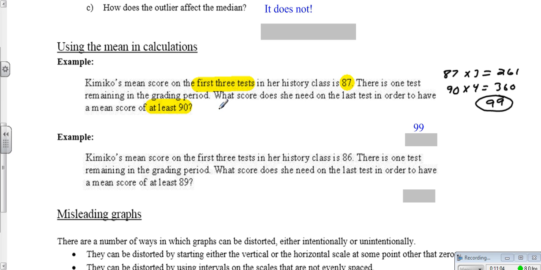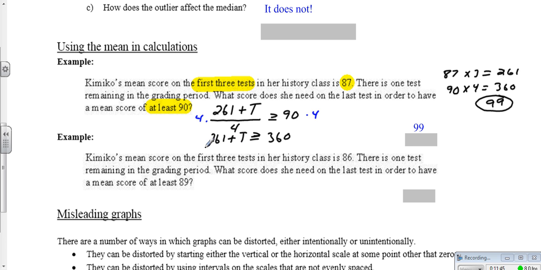The official formula way of doing it is to say that we would take 261, which is the sum of the first 3 tests. I'm going to add a new test, and then when I add that new test in, I'll divide by 4, remember, because there's 4 tests then, and I want that to be greater than or equal to 90. And again, with algebra, we would take it times 4, and that would give us 261 plus t equals 360, which we did before, and actually this is a greater than symbol.